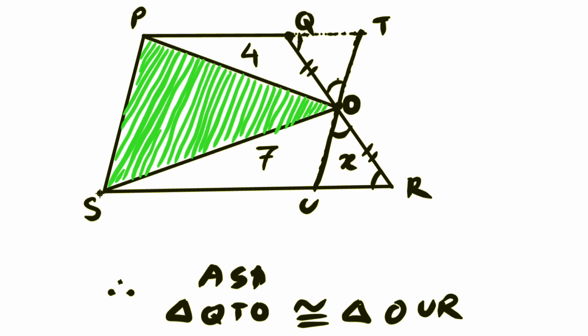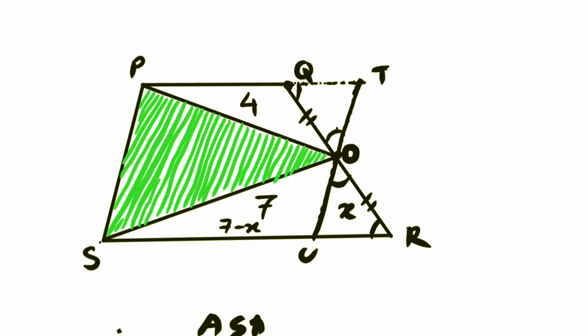the triangle SUO, whose area is X, and the remaining triangle URO. Therefore, because the total area is 7, the remaining piece must have an area of 7 minus X. This is simply subtraction of areas. Now let's move to the upper part.